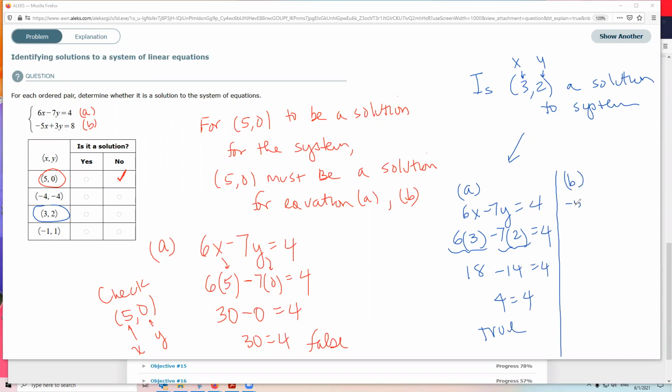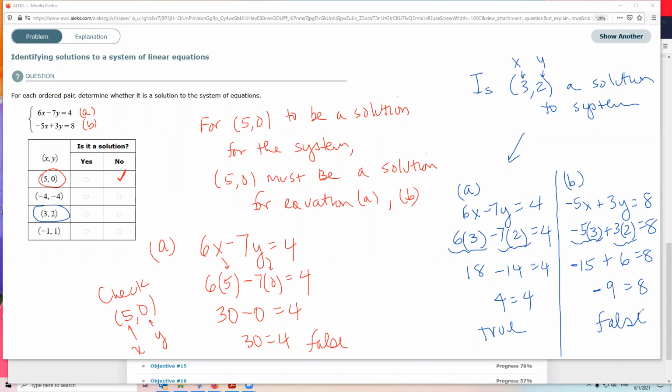So equation B is negative 5x plus 3y equals 8. Let's check it here. For x, I'm going to replace it with the number 3 because that's what the x value they gave us was. And for y, I'm going to replace it with the number 2. Let's see if this is true. Negative 5 times 3 is negative 15. 3 times 2 is 6. Negative 15 plus 6 is negative 9. And negative 9 does not equal 8. So this is a false equation.